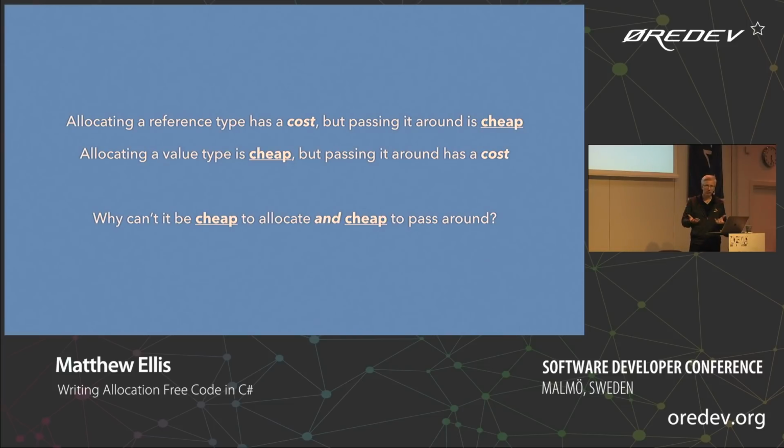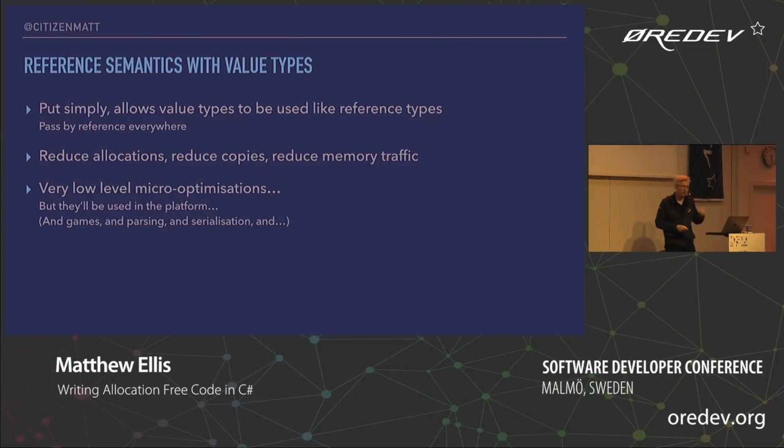So why can't we have the best of both worlds? And that's what reference semantics with value types allows us to do. Put simply, it allows value types to be used just like a reference type. We can pass it in, we can pass it by reference everywhere, and we can modify it, and that modification will affect the original version as well.